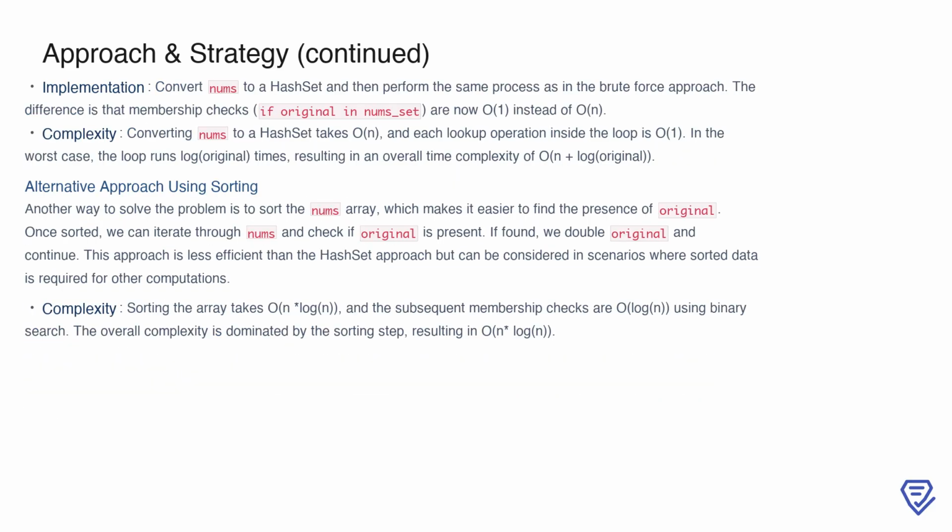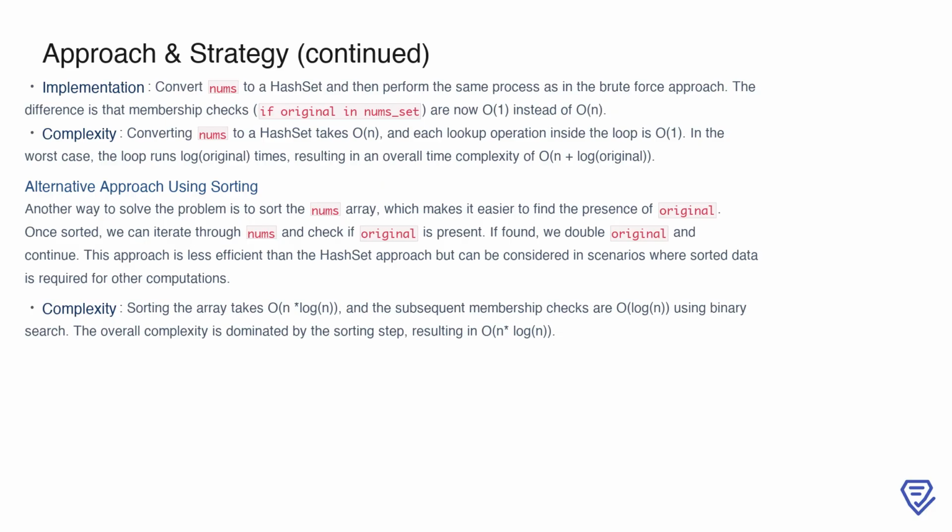In the optimized approach, we use a hash set to improve lookup times. A hash set allows us to check for membership in O(1) average time, as opposed to O(n) with an array. The first step is to convert the nums array into a hash set. Once the data is in this format, the process remains the same. Start with original, and while original exists in the hash set, multiply it by 2. The key difference here is that checking membership, if original in nums_set, is much faster. Converting the array to a hash set initially takes O(n), and the subsequent membership checks are O(1). Since the loop runs approximately log original times, the overall time complexity improves to O(n) plus O(log original).